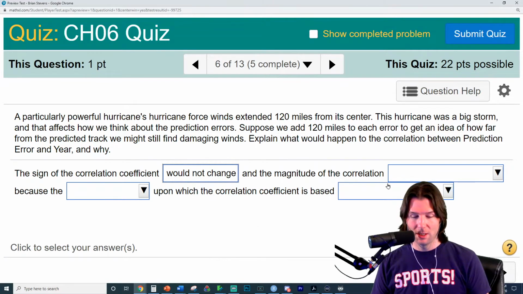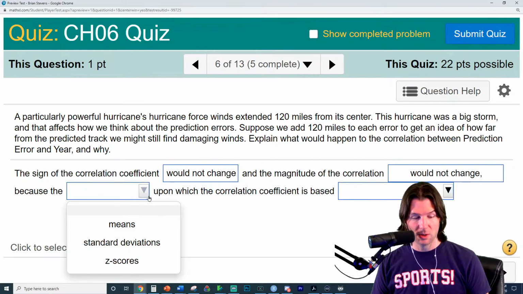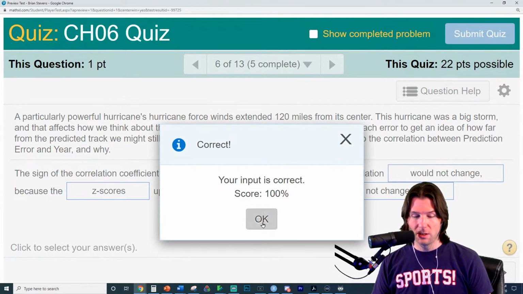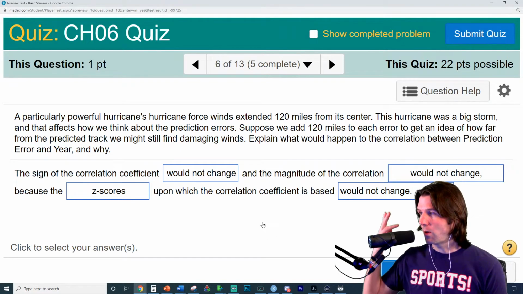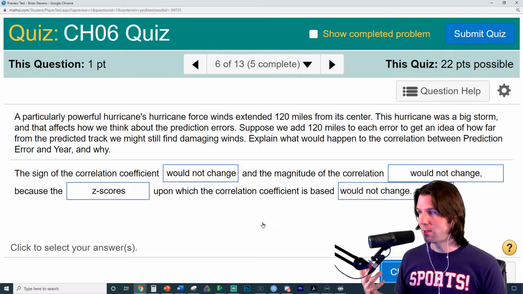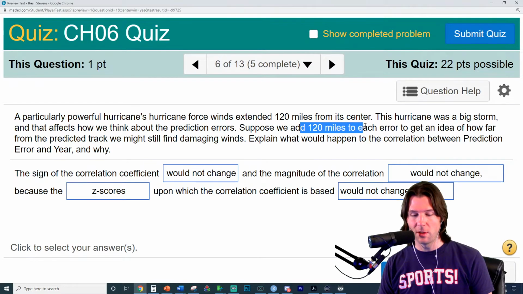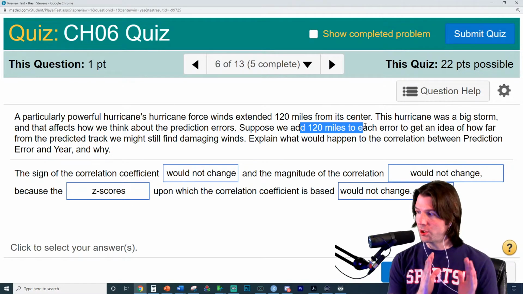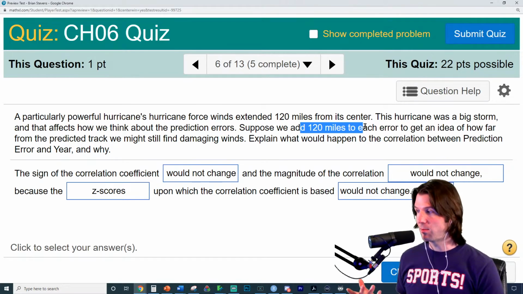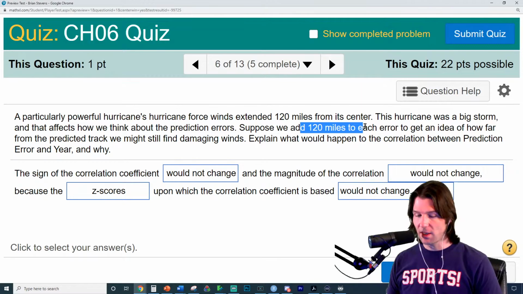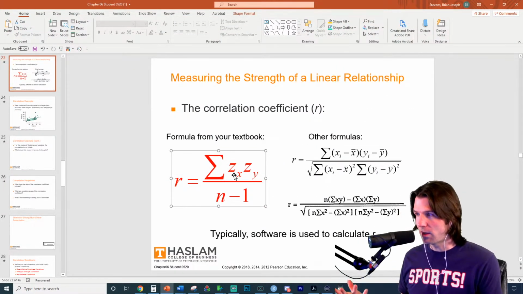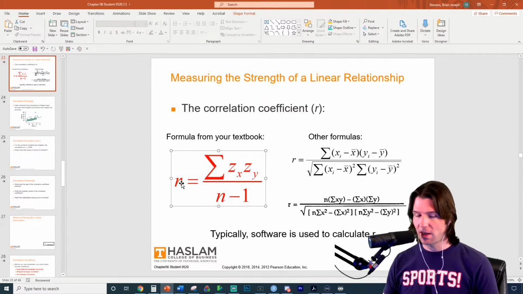This would not change, and the magnitude of the correlation would not change because the z-scores on which it's based would not change. The question is the exact same thing to what I was saying, except it talks about adding something to a hurricane. They're going to add 120 miles to each observation of how far the predicted track would be. So they're shifting the distribution, but everything still has the same distances. So all the z-scores would stay the same, so all the mathematics we're doing would stay the same. So since the z-scores do not change, the correlation does not change. The sign would stay the same, the magnitude would stay the same.